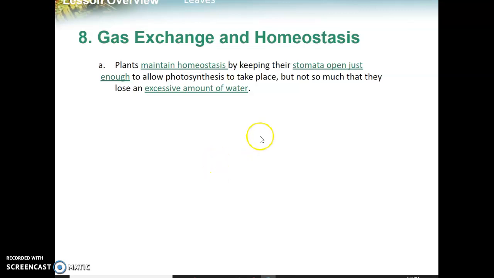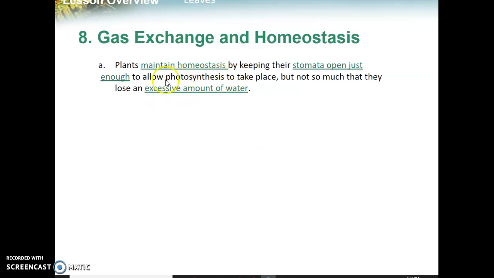So here's what they do. They keep their stomata open just enough to allow photosynthesis to take place, but not so much that they lose a ton of water. Because every time they open their stomata, water is leaving the leaf through evaporation. The hotter it is, the faster that happens. But they need to have their stomata open because the stomata, through those pores, is how carbon dioxide gets into the leaf. And the plant has to have carbon dioxide in order to do photosynthesis.